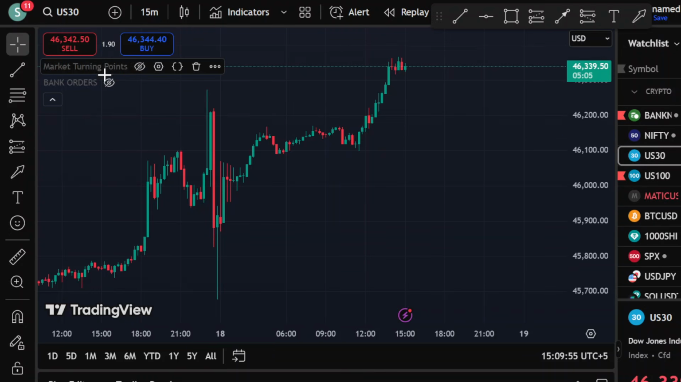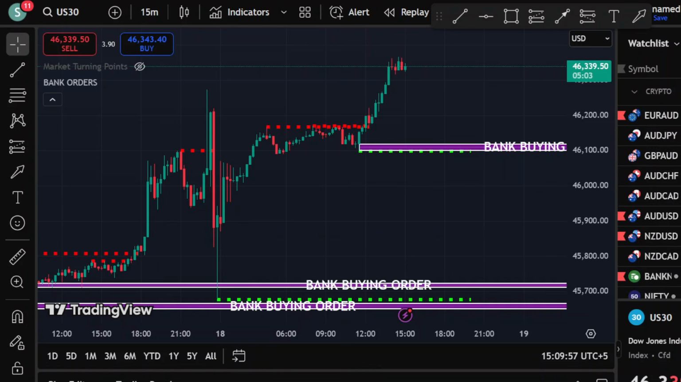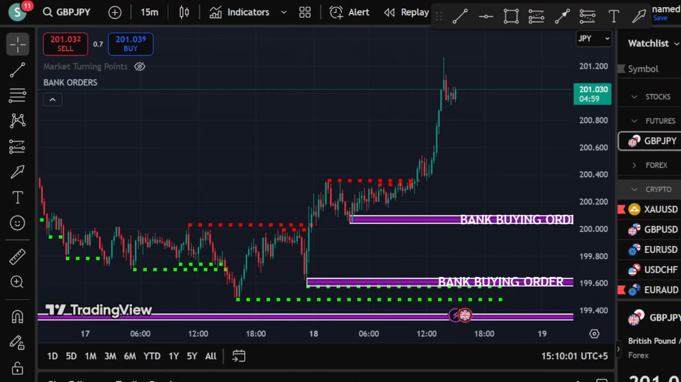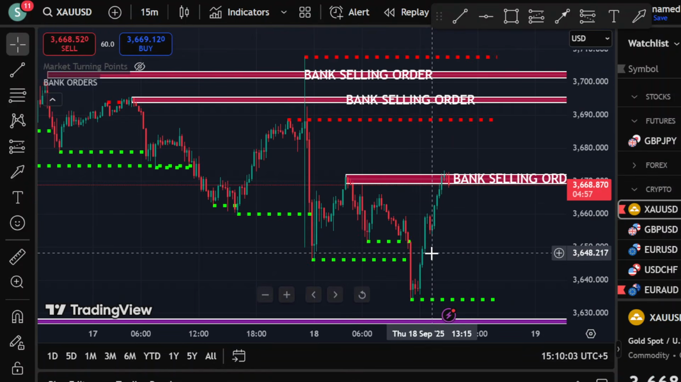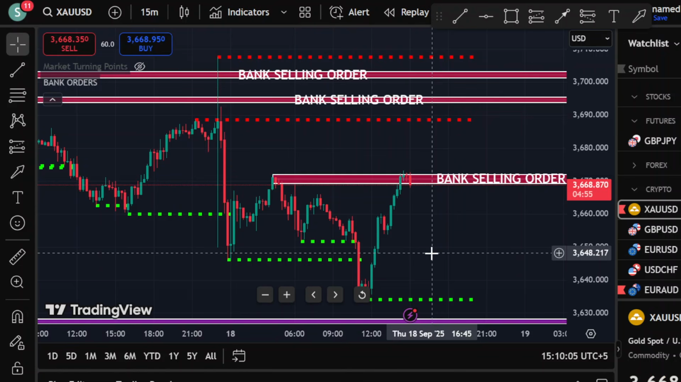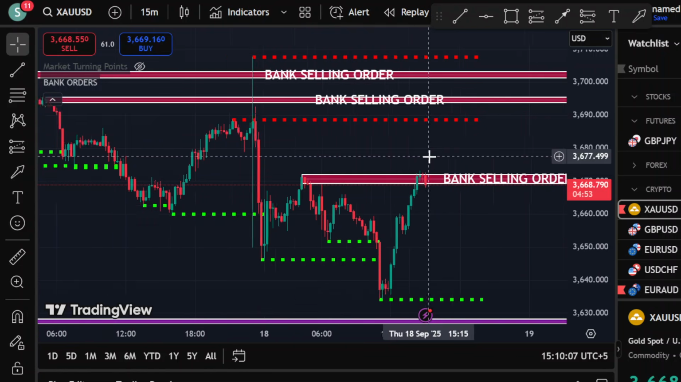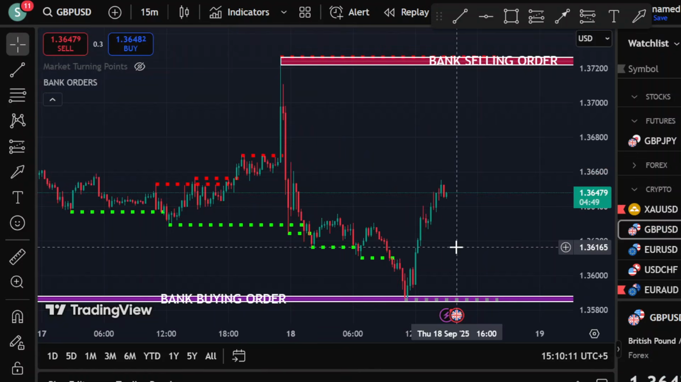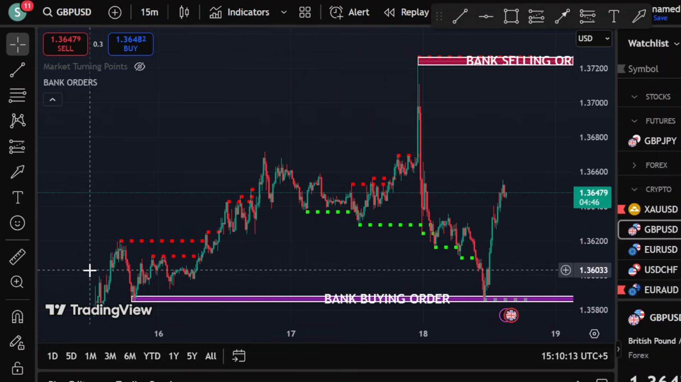Okay, the second indicator that we are going to talk about in this video is the bank indicator. Now let me show you its performance. About the bank indicator, it has a different strategy. The strategy is that we work for the first retest. So let me find a proper example so that I can show you. Okay, now just look here.